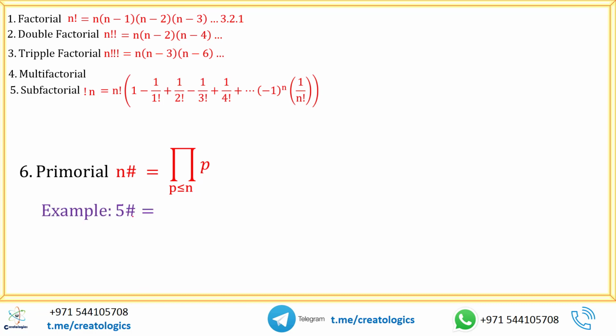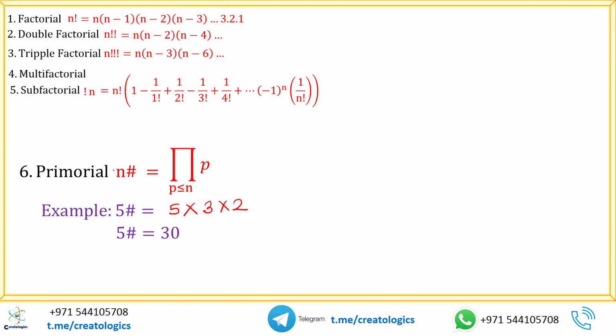For example, if I calculate the primorial of 5, take the product of those primes which are less than or equal to 5. So what are the prime numbers that you know? 5, yes, it is there. Then take the 3, then 2. Yes, it is the value of primorial of n, and its value comes out as 30, right?